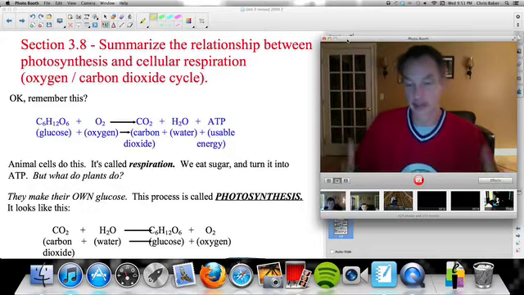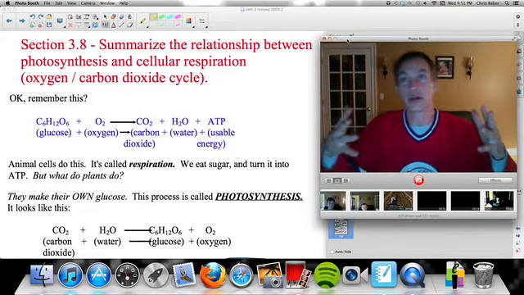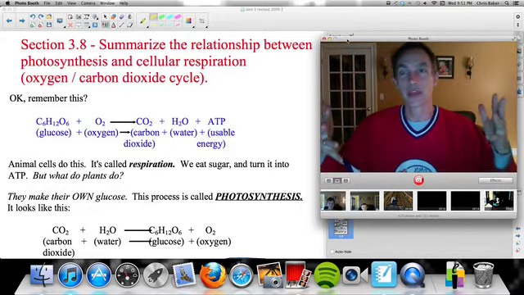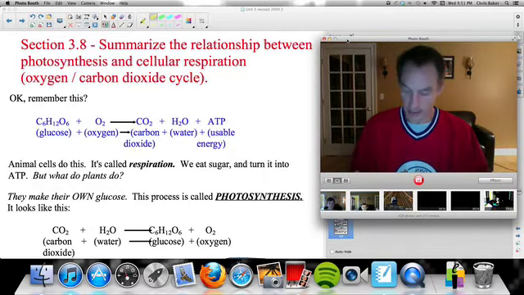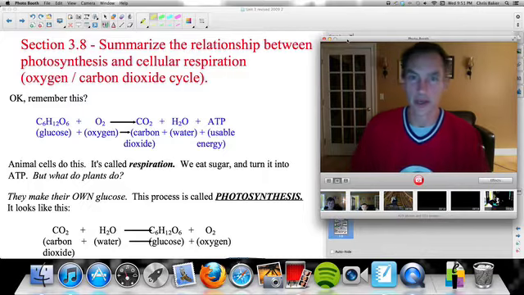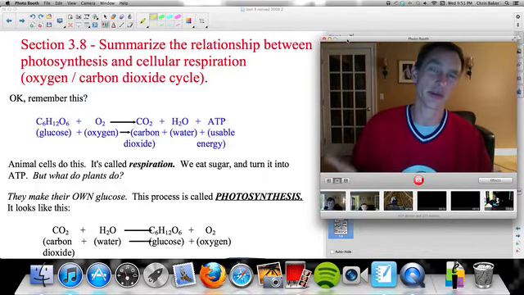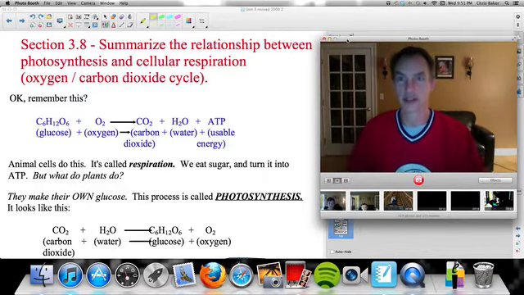Photosynthesis is how plants make food. But what does that really mean? It's how plants make food. And what does this have to do with cell respiration? So we're going to look into this a little bit now.